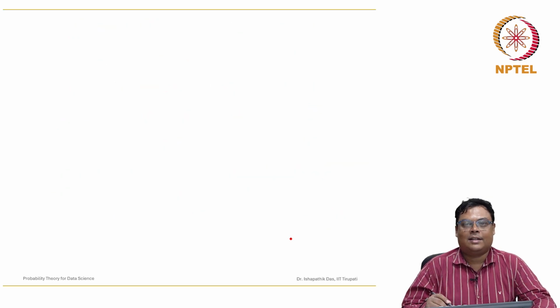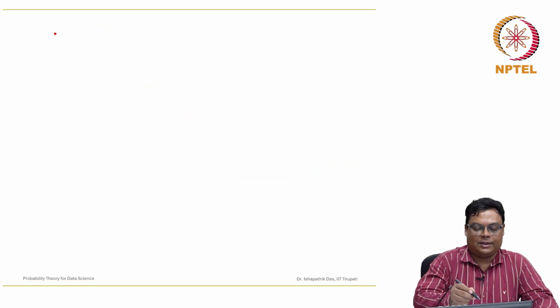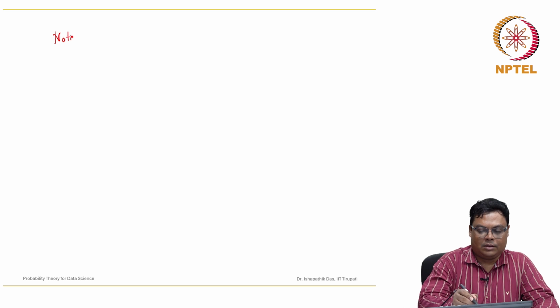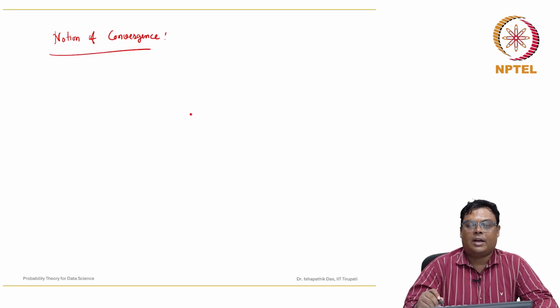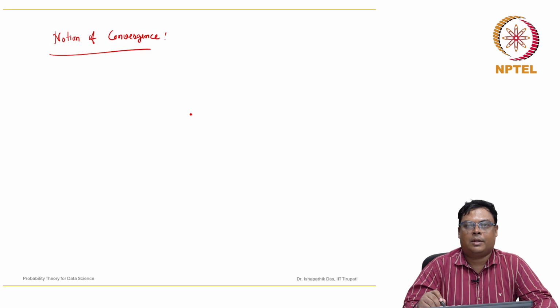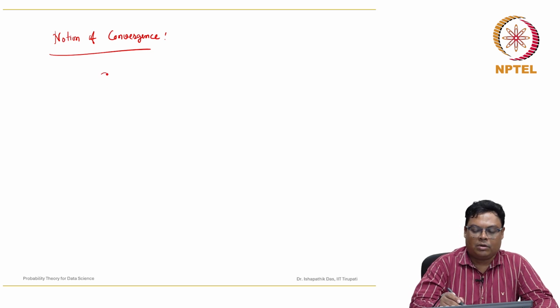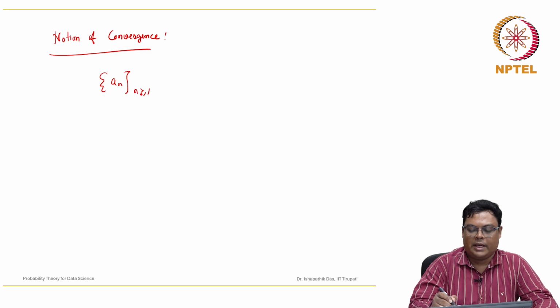Let us discuss the notion of convergence for a sequence of random variables. Now, whenever we talk about convergence in a sequential sense, we know the sequence of real numbers. First of all, let us discuss the sequence of real numbers an.